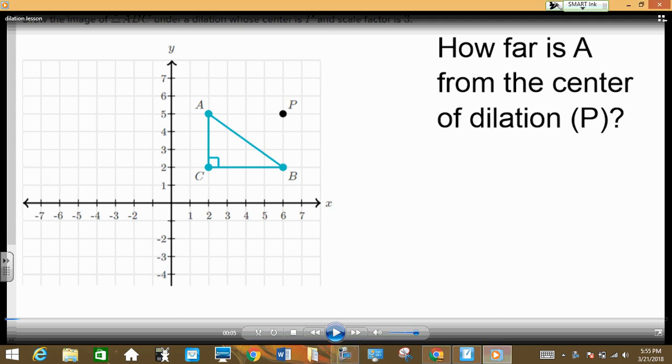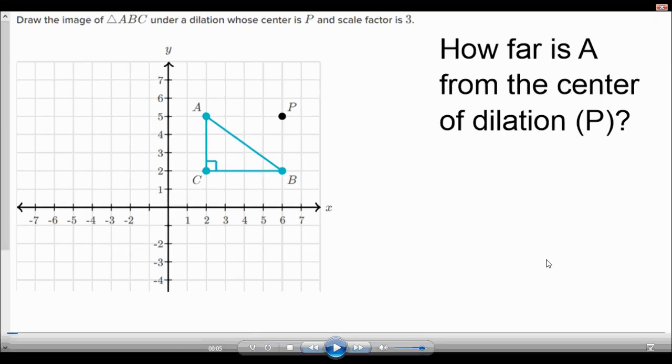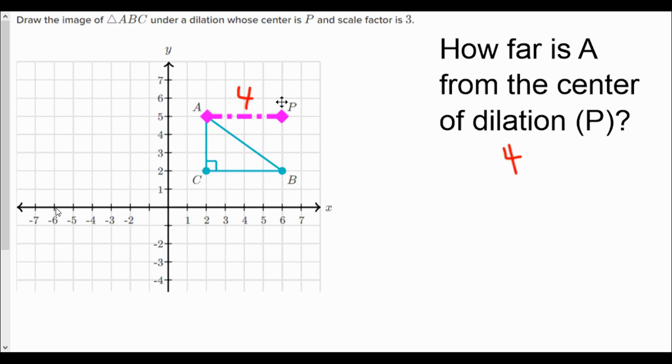So we need to take a look at basically being able to dilate triangle ABC here. And it says that the center is P and the scale factor is 3. So how far from the center of dilation is point A? That's what we need to do here. And what you'll see is that it's a distance of 4.